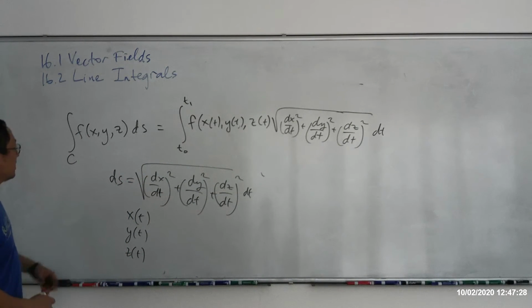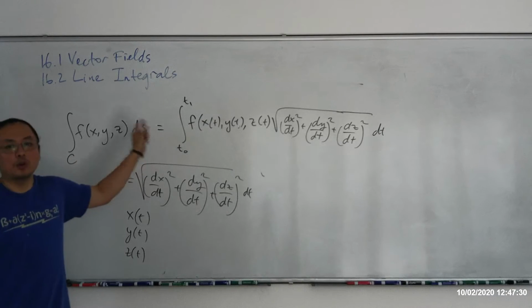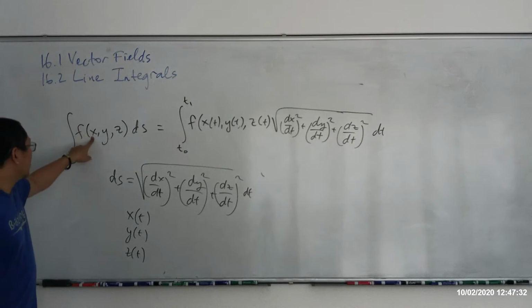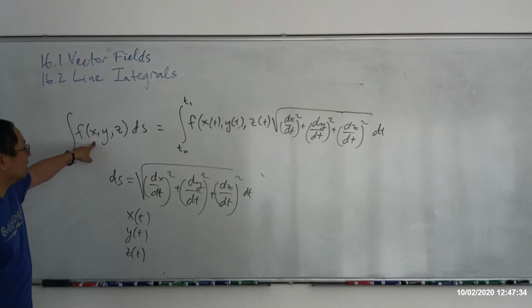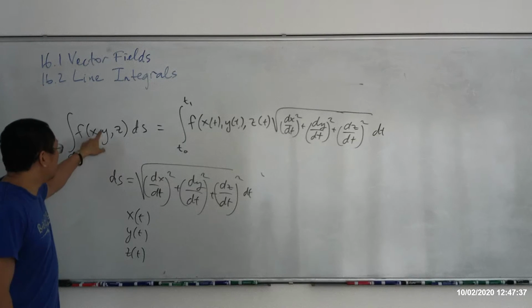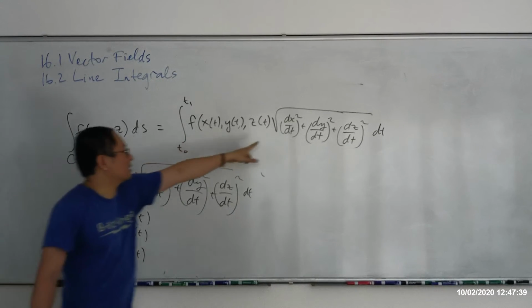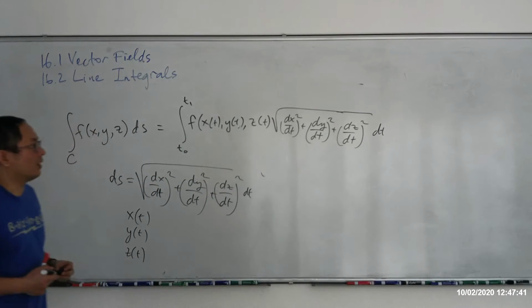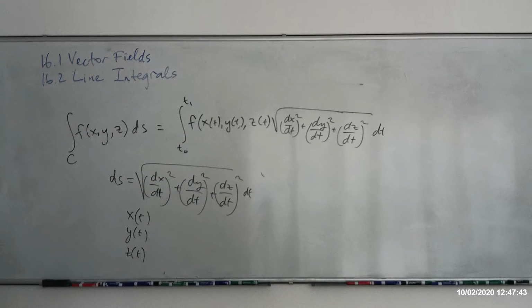Okay? And the technique to solve this problem is what? You try to parameterize this. Try to find the function x in terms of t, y in terms of t, z in terms of t, and then dx/dt, dy/dt, dz/dt under the square root, and then dt. And you integrate it, so you have the answer.